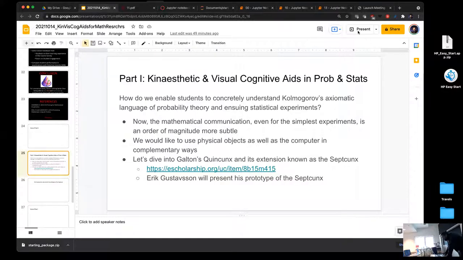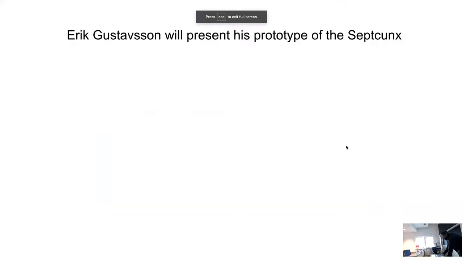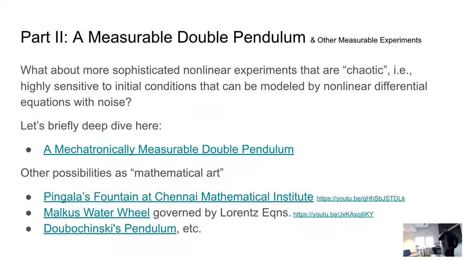Okay, so that's the end of part one. Part two is about a measurable double pendulum and, in general, other measurable experiments. Once again, we want this to be somewhat smallish, if we want to take it to a lecture or a problem session. But at the same time, we can also have other installations that are more like art. I'll come to that. This means mounting something in one of the hallways or something like this, so students can come and play, and the data can be streaming somewhere that they can download.